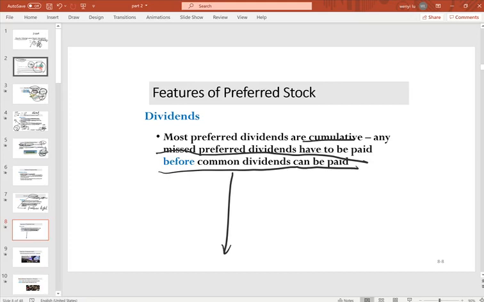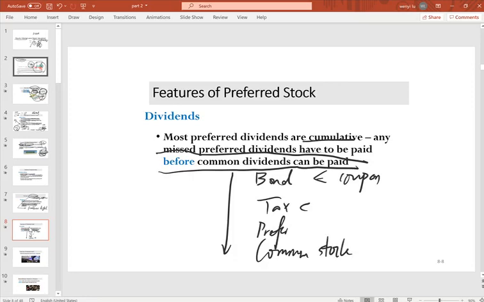The first one to get paid is the long-term debt holder, the bondholder. So the coupon will be paid first. Then the tax will be paid to the government. The next one will be the preferred stock. The last one is common stock. So even though common stockholders are the owners of the company, they will be paid last.